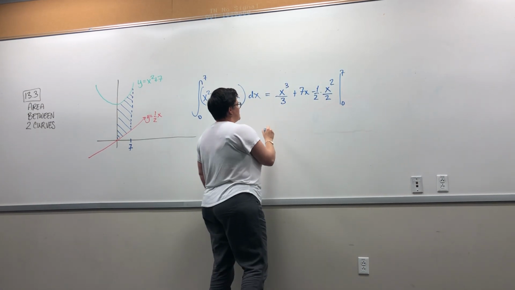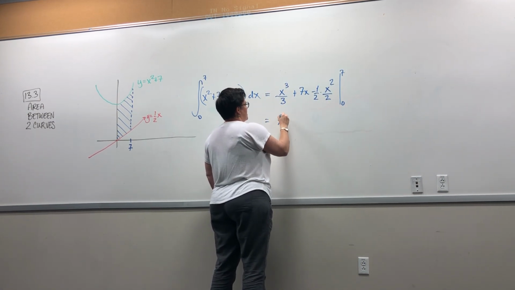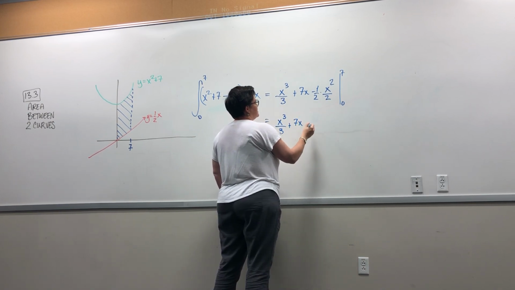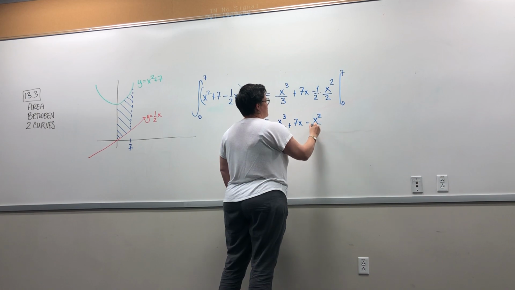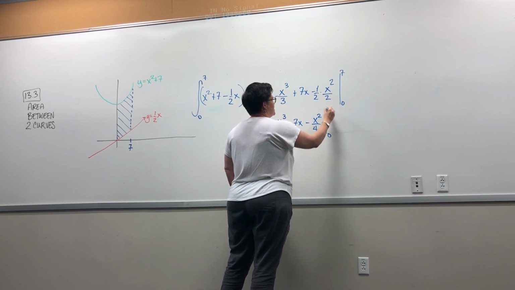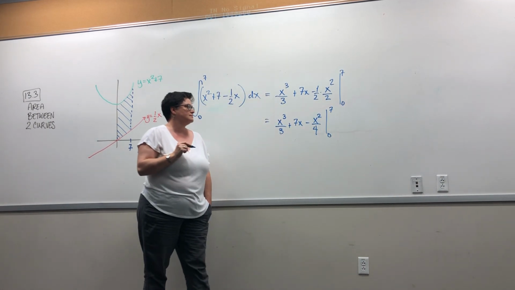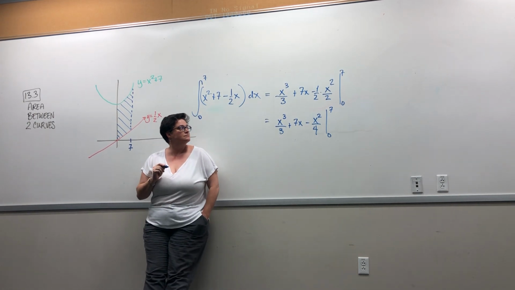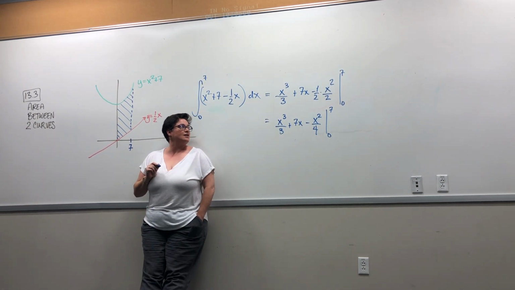Okay, so let's clean this up a little bit before we start plugging things in. X cubed over 3 plus 7x minus x squared over 4, from 0 to 7. I'll let you guys stare at that for a second.